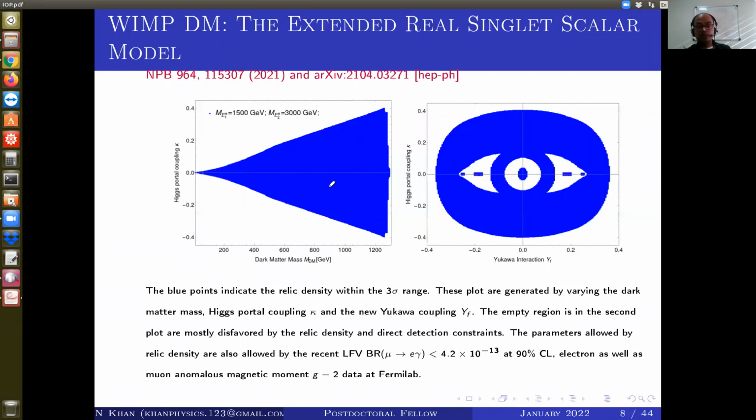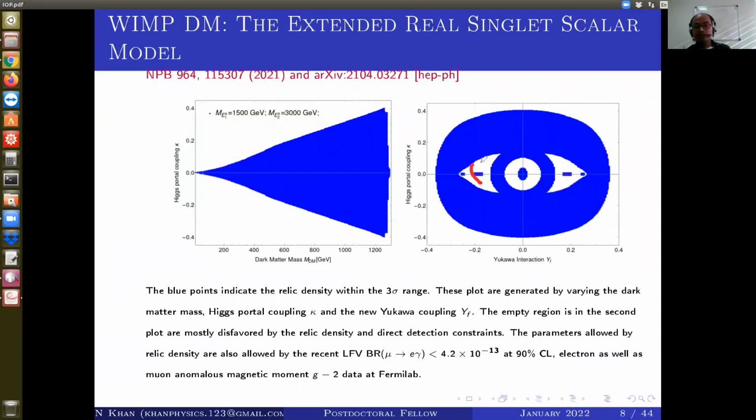So similarly, this point is also plotted in the kappa versus Higgs total coupling versus equiplane, and we get this type of structure. In the outer white region, it does not give the exact relic density, it gives less relic density. So that's why we do not take these parameters.